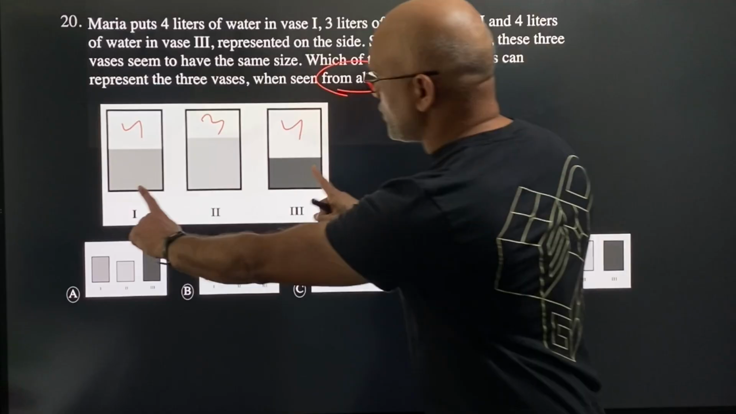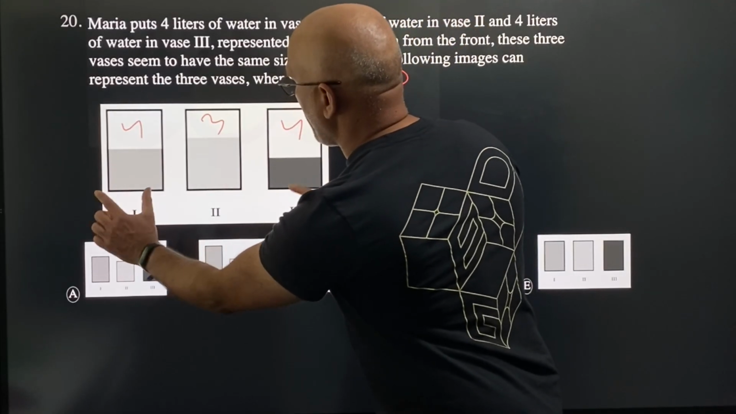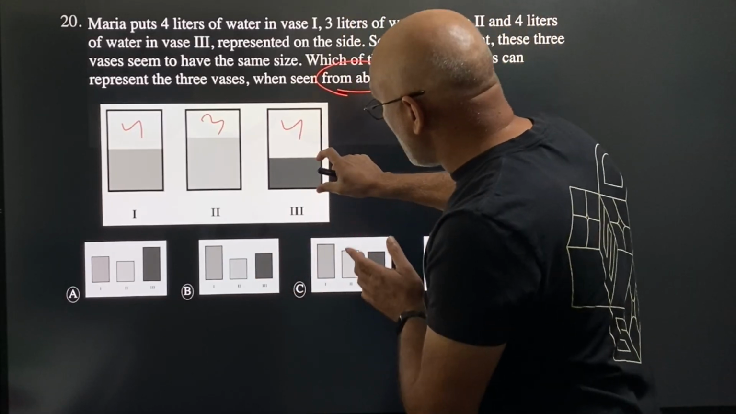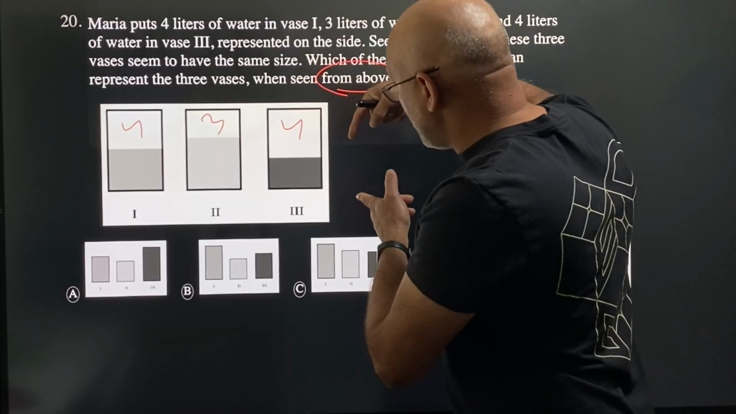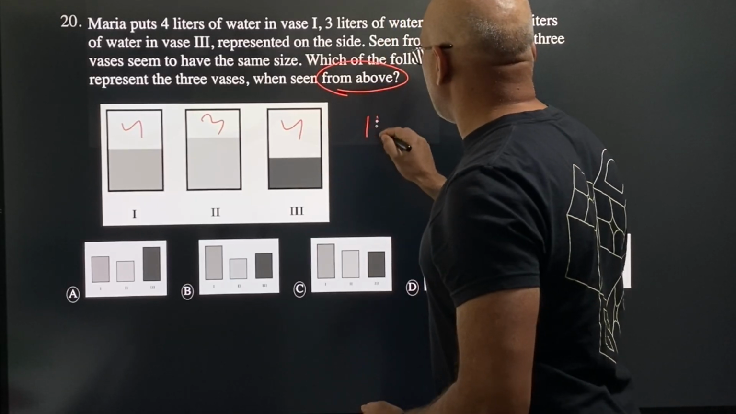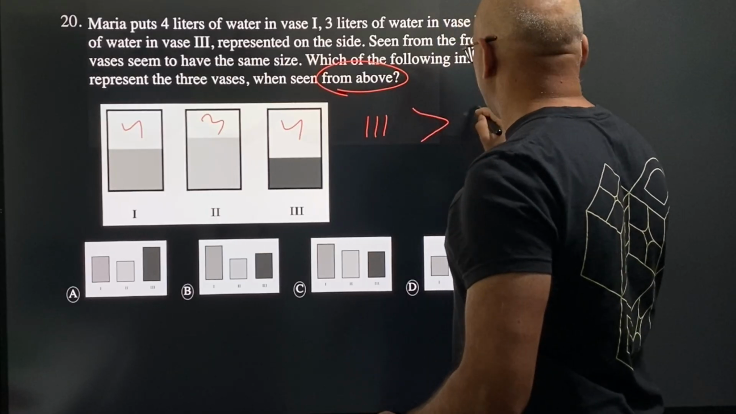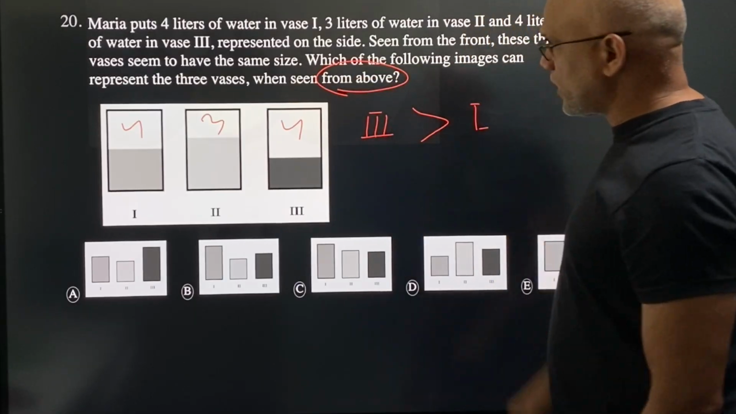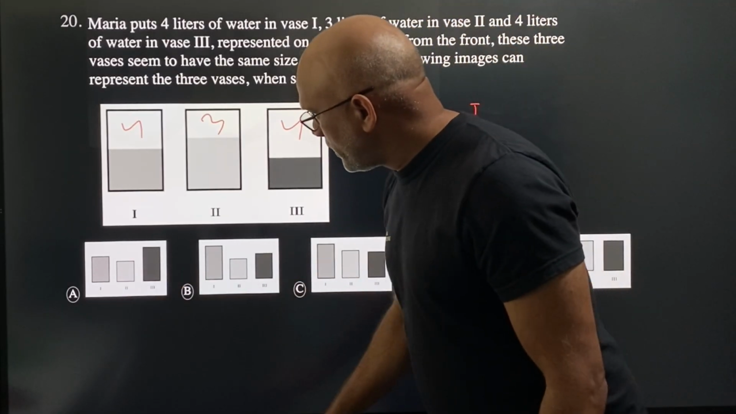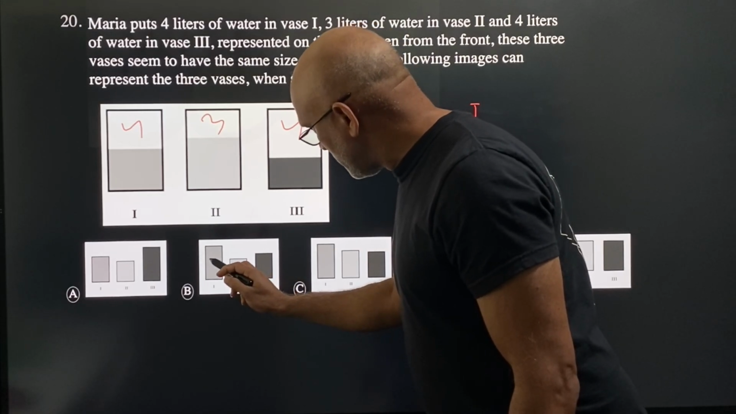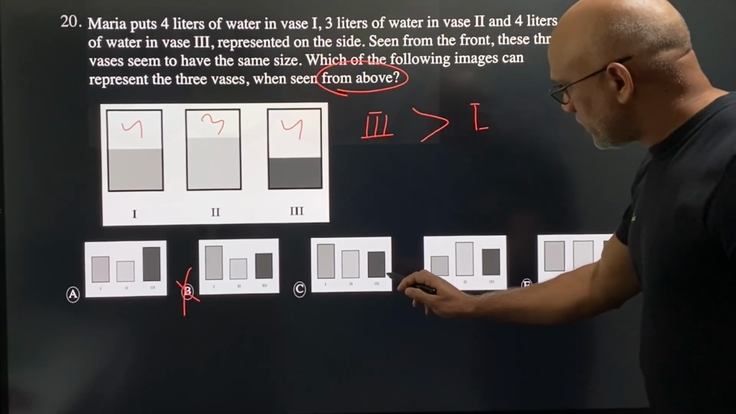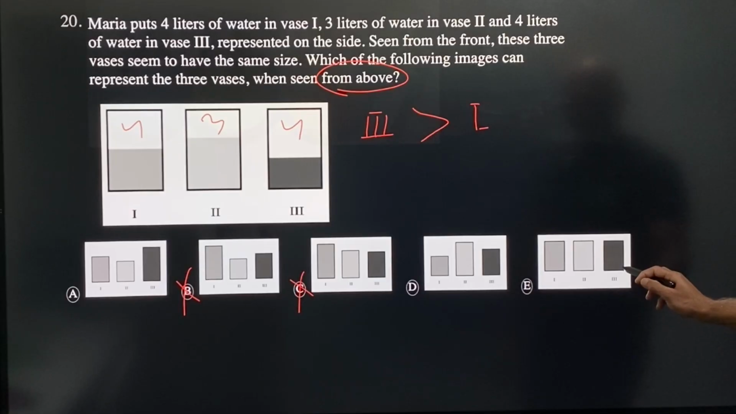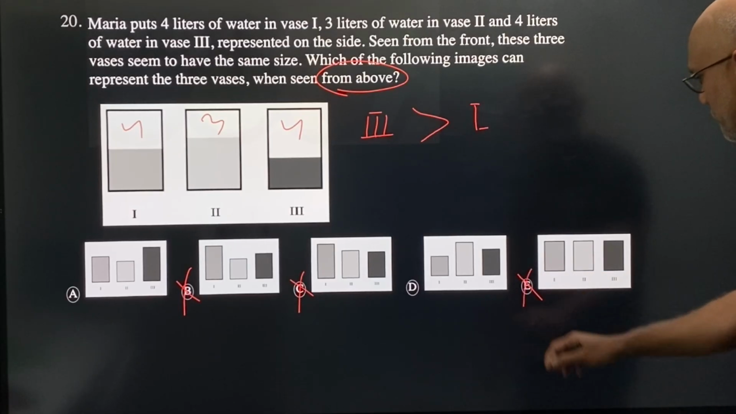Okay, let's first compare these two. They have the same amount of water and same length. That means, since the height is less here, the depth has to be more, right? So 3 has to be greater than 1, right? The depth, in the depth direction, 3 has to be greater than 1. So 3 is greater than 1 here, that's fine. 3 is smaller than 1, so this is not going to work. 3 is smaller than 1, this is not going to work. 3 is greater than 1, that's fine. 3 is same as 1, this is also not going to work.